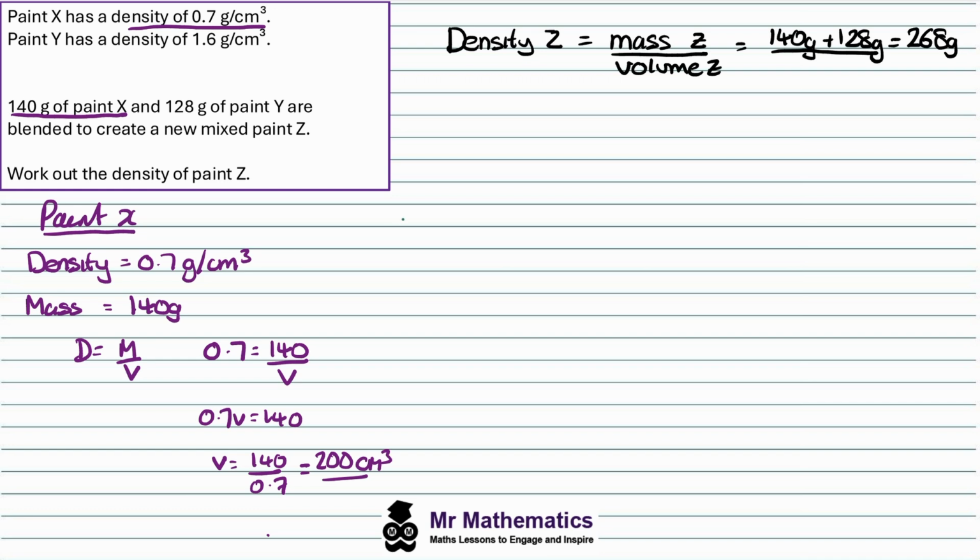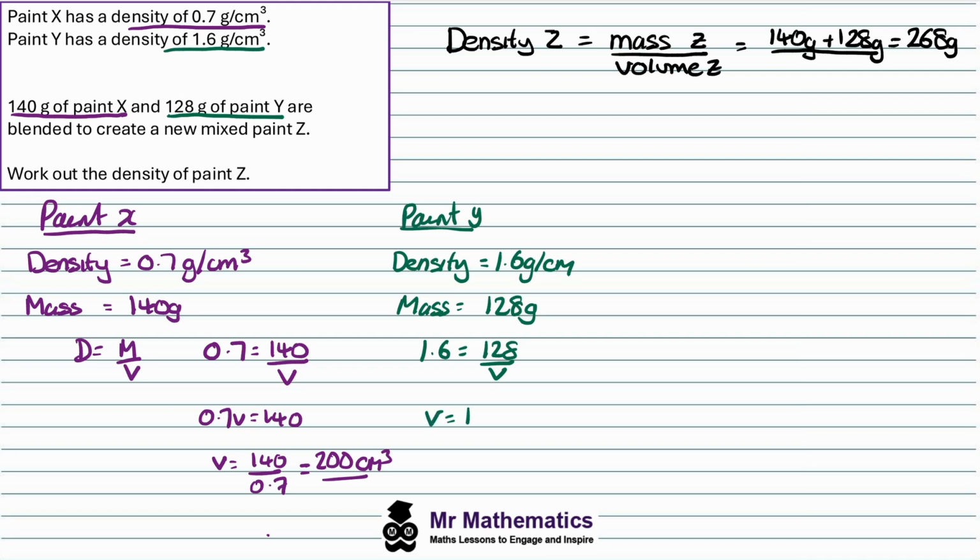And now we need to do the same for paint Y. We know its density is 1.6 grams per centimeter cubed, and we're using a mass of 128 grams. So using the same density equation, 1.6 will equal the mass over the volume. So the volume will be 128 divided by 1.6, which works out as 80 centimeters cubed. Now we can work out the total volume of paint Z by adding these two together, and we'll get 268 grams divided by 280 centimeters cubed. And when you work this out, we have 0.96 grams per centimeter cubed.